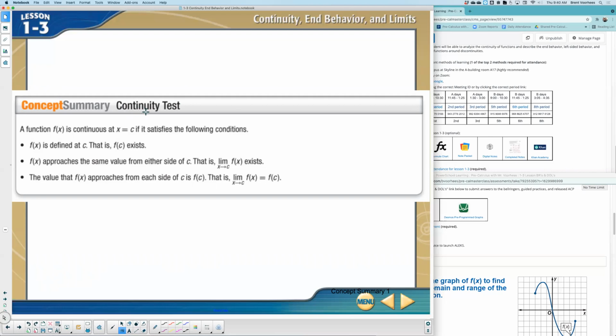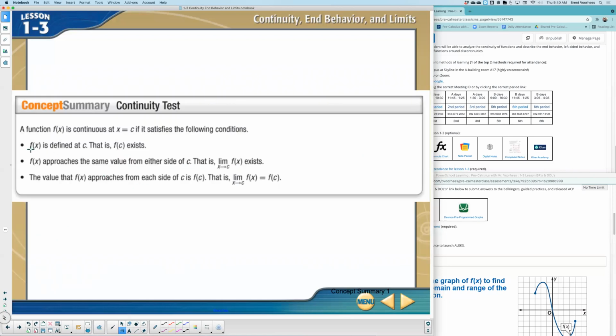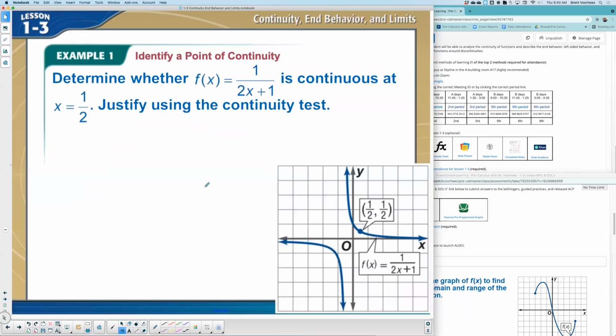Continuity. Mathematicians love rules. How do you know if something's continuous? Well, the limit has to exist as it goes through here. First off, the graph has to be defined, and the limit has to approach it from both sides. It has to be the same value. That's what this is saying here. And not only that, the limit that's approaching is the actual function value itself. We'll talk about that as we go. I don't want you to stress on that.